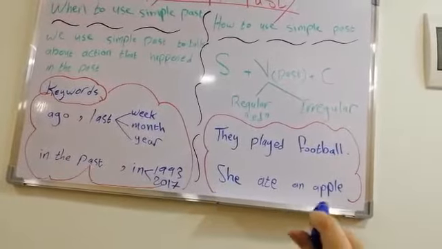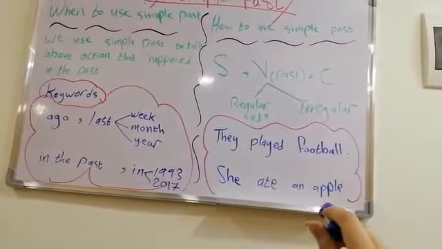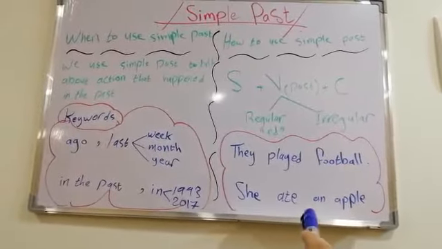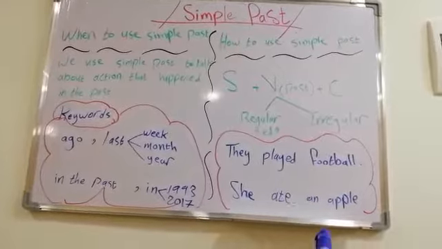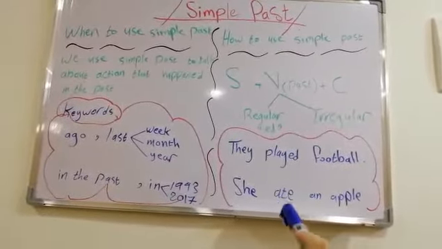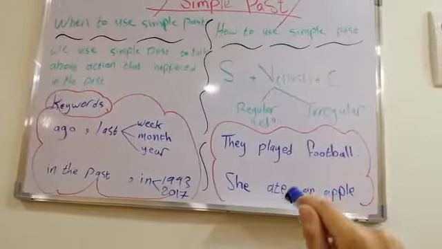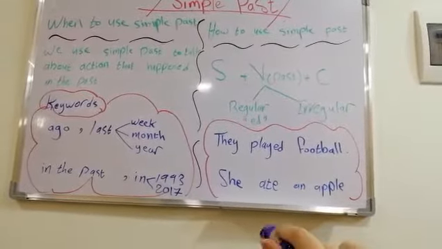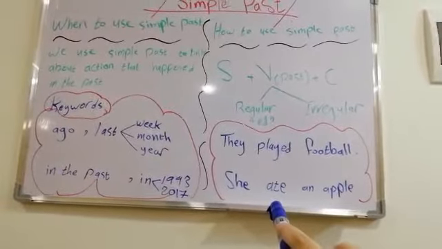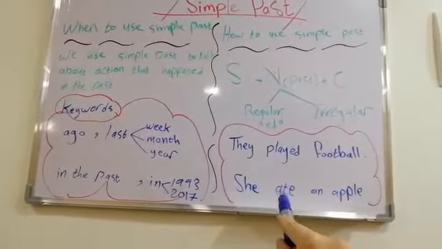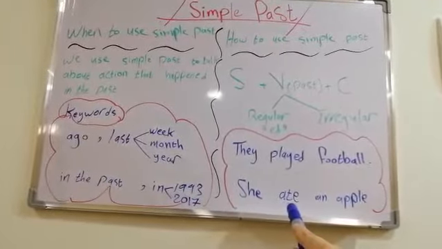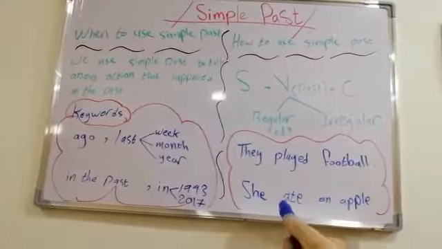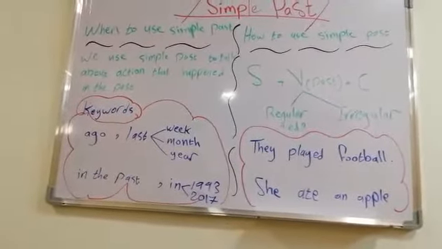She ate an apple. She is the subject, ate is the verb, and apple is the complement, okay? So look here, we have ate. Ate is an irregular verb. Eat, ate. So the past tense of the verb eat is ate. This is the past form of the verb eat, okay? She ate an apple.